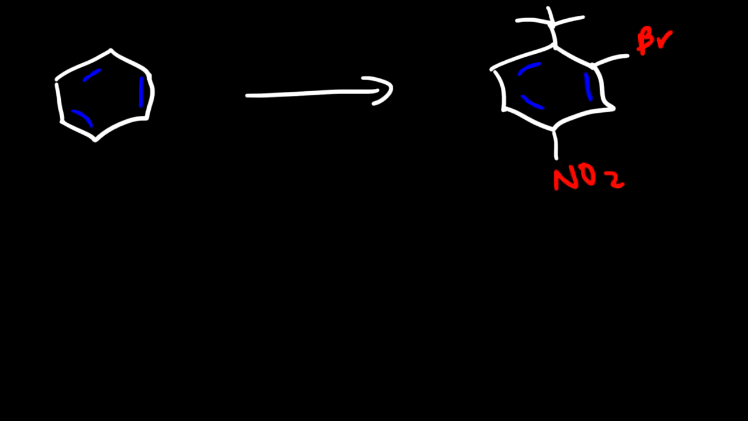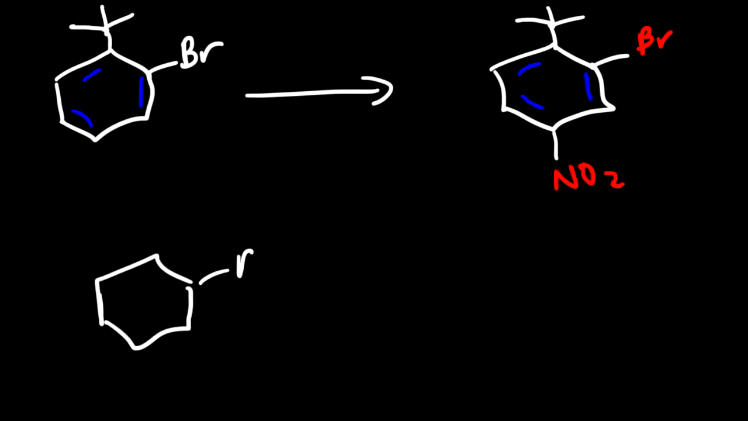Now let's add the bromine atom first. Let's see what's going to happen. Now if we add the bromine atom, we don't want to add the NO2 group yet because bromine is an ortho-para director. So the next thing that we should do is add the tert-butyl group. Bromine can direct it here or here. So right then and there we can get a mixture of products. We can get this one and we can get this one.